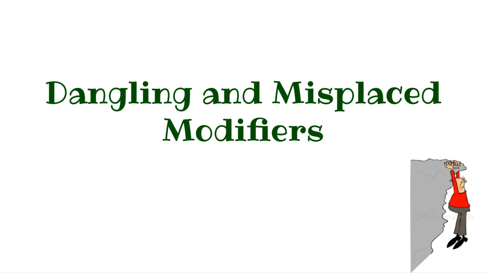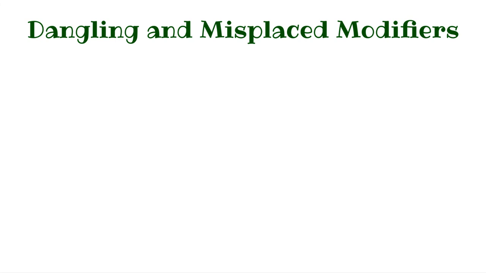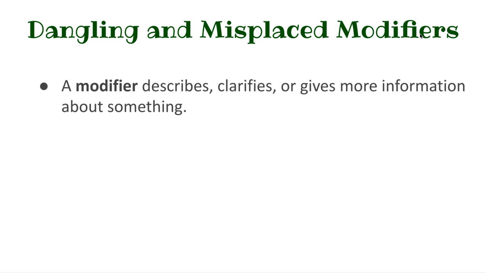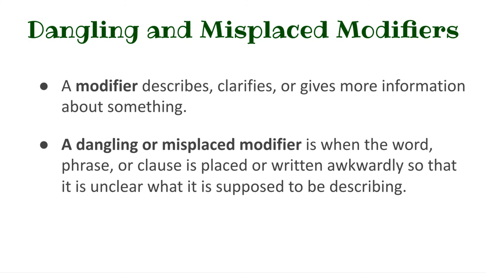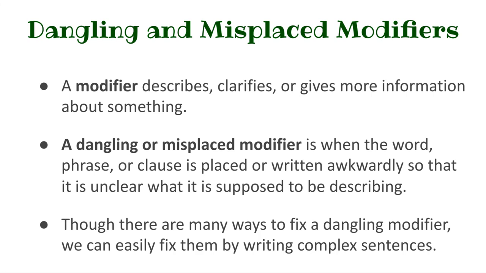Today we're going to talk about dangling and misplaced modifiers and how to fix them. So first of all, you might be like, what's a modifier? Well, a modifier is a word, phrase, or clause that describes, clarifies, or gives more information about something. So a dangling or misplaced modifier is when that word, phrase, or clause is placed in a weird spot to make it confusing, or the modifier is written awkwardly so that it's unclear what it is actually supposed to be describing. We're going to look at some examples, but there are many ways to fix a dangling or misplaced modifier.